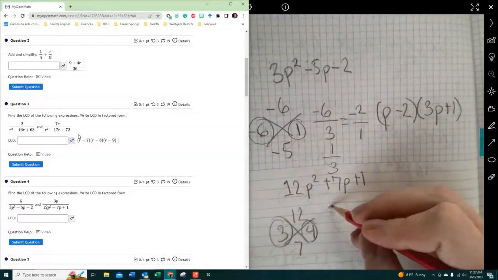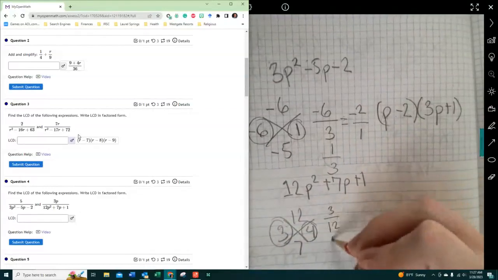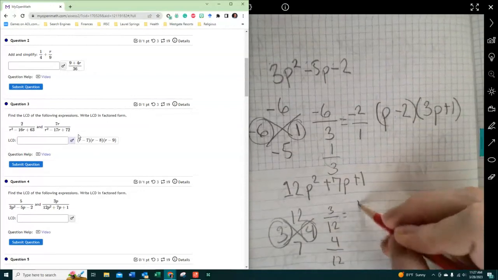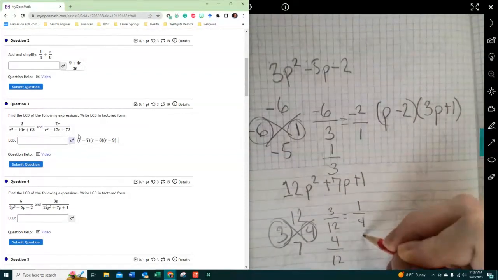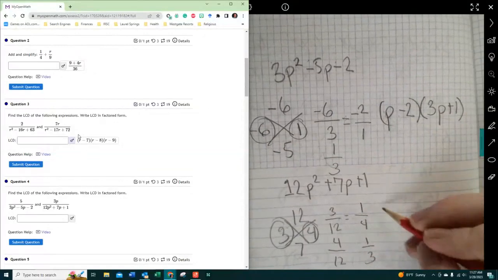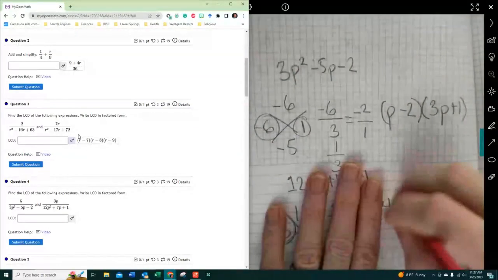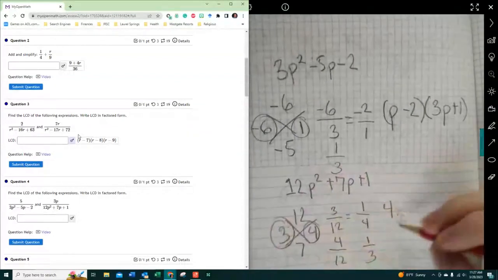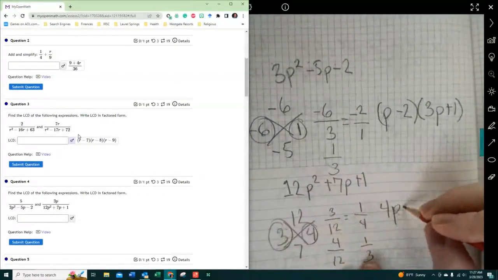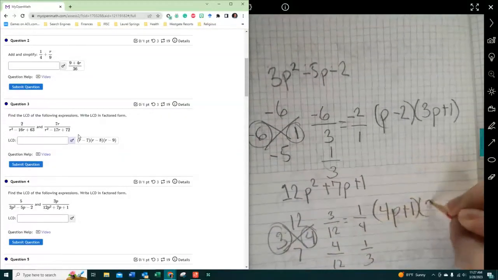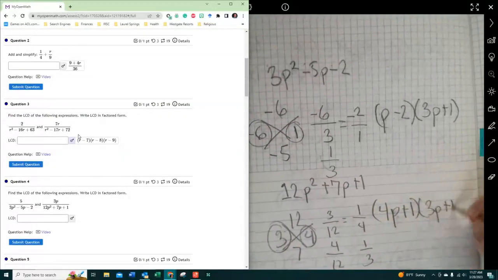And then I'm going to go ahead and put 3 over 12 and 4 over 12. And then I'm going to go ahead and reduce my fractions. That'll be 1/4 and 1/3. I'm going to have 4x. Oh, I did it again. All right, p, 4p. And then plus 1. And then 3p plus 1.